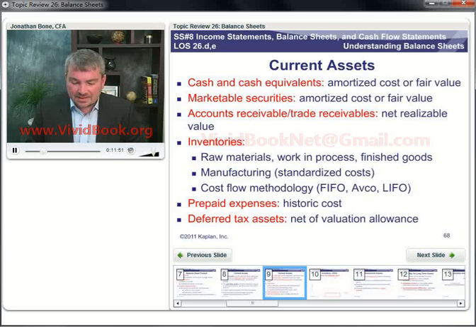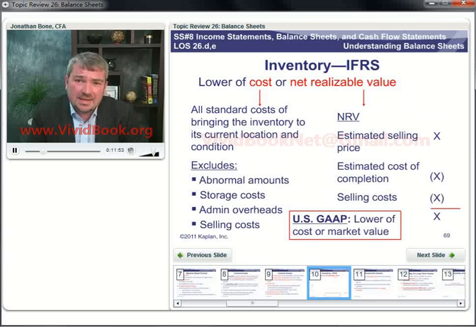So let's have a little look at inventory, and we're going to see this here and then again in a later reading. Typically, inventory is held at the lower of cost and net realizable value. Now what is cost? We've already said it on the previous slide. It's the standard cost of bringing your inventory into its current location and condition. Once the inventory is complete, i.e. you've converted it into a finished good, any other costs, i.e. storage for example, are not included.